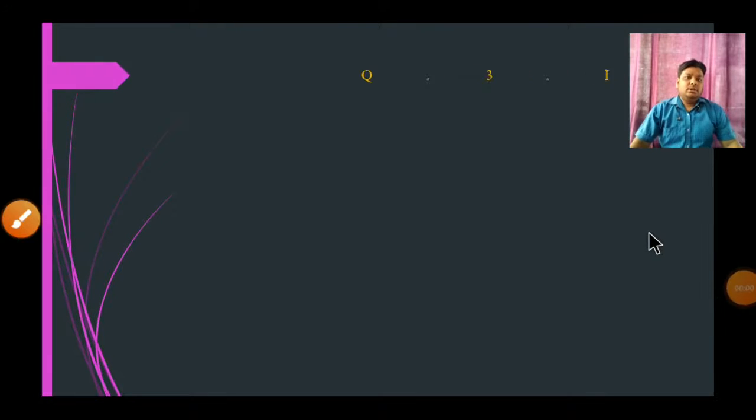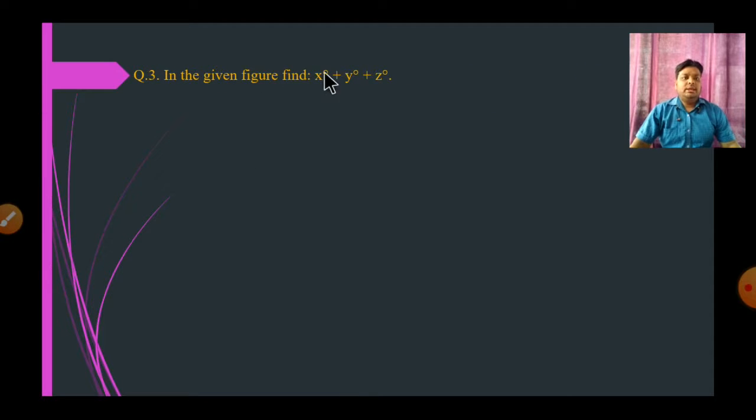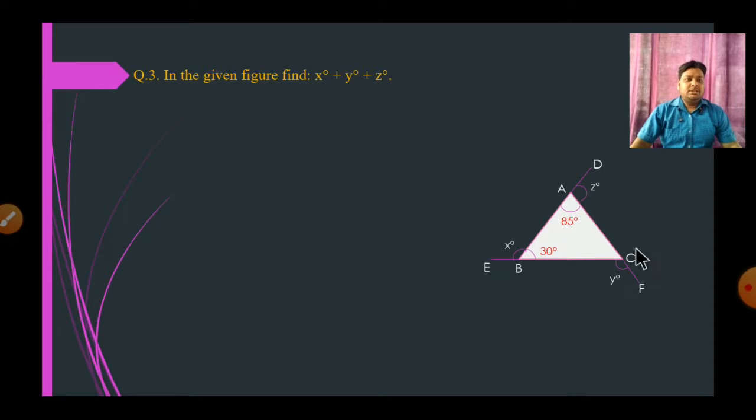Now students, here you can see question number 3: we have to find x degree plus y degree plus z degree in the given figure. Here is triangle ABC and its sides are produced. AC is produced to F, CB is produced to E, and BA is produced to D. At all vertices, three exterior angles are given: x degree, y degree, and z degree. So at first we have to find the value of x degree plus y degree plus z degree.